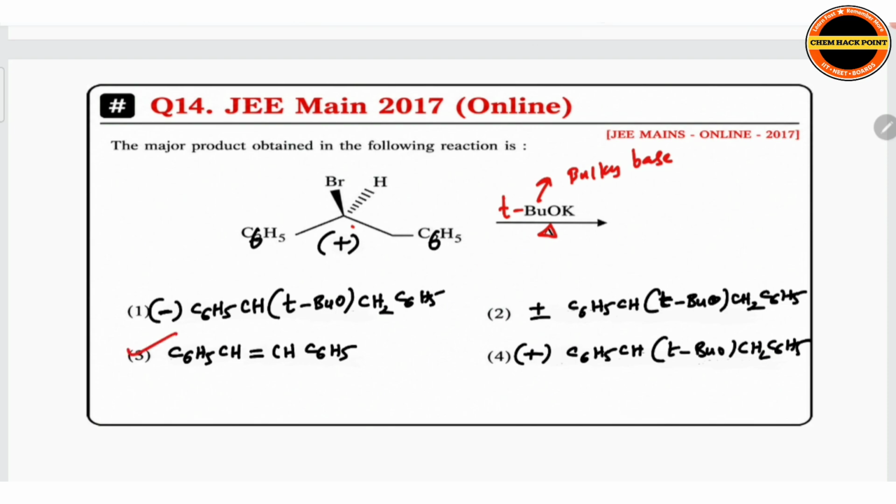Here what did they give? Here they gave substitution products, because like the nucleophile tert-butoxide they added, substitution. Here also substitution, here also substitution. So these are not possible. Only here directly the less substituted alkene is the major product. Directly you can ignore the remaining options.